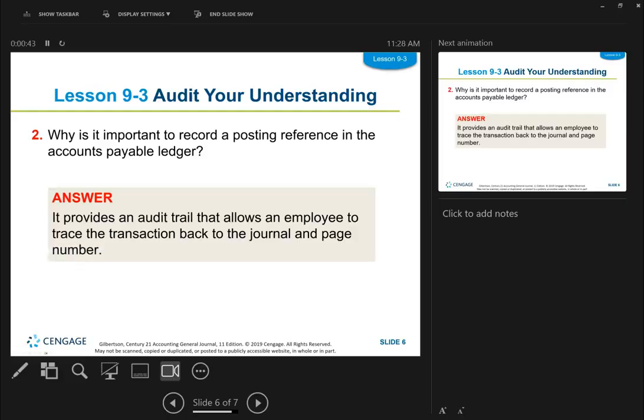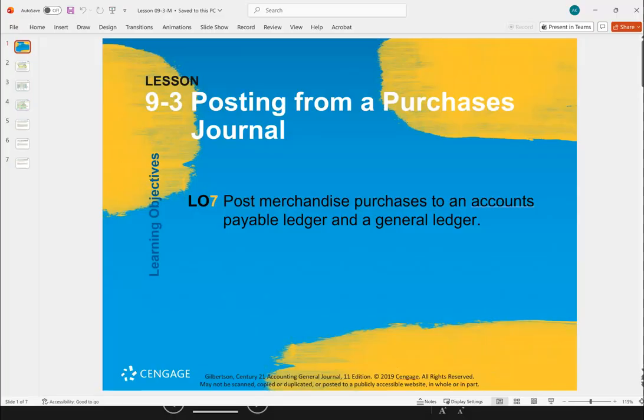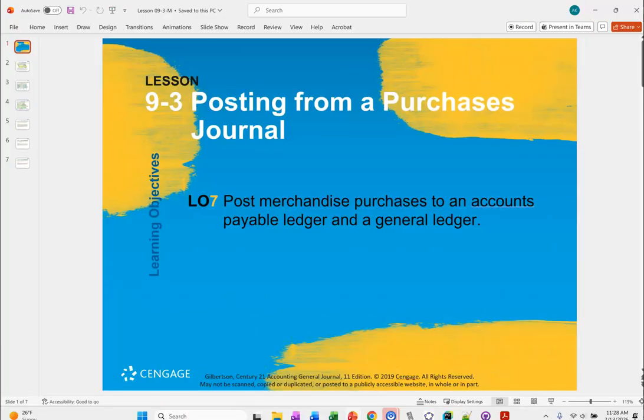Because I think we're still treating this as a merchandising business. So our purchases are stuff that we now have on hand.